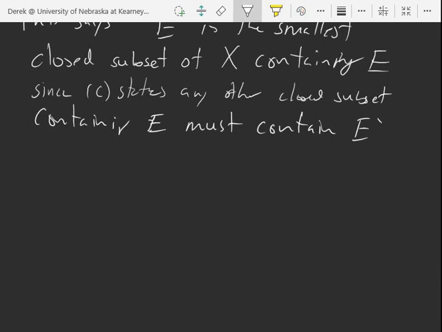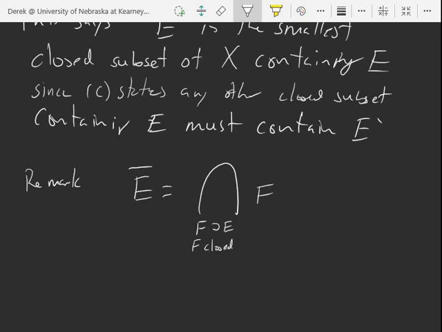So sort of another remark. E closure is equal to the intersection of F containing E, F closed. If I take the intersection of all the closed sets that contain E, you get the closure.